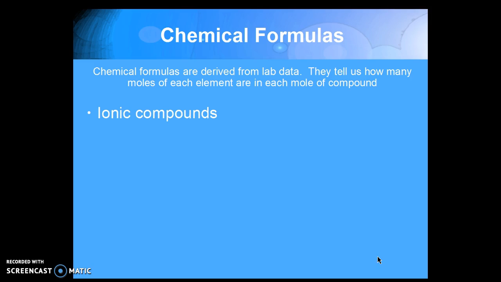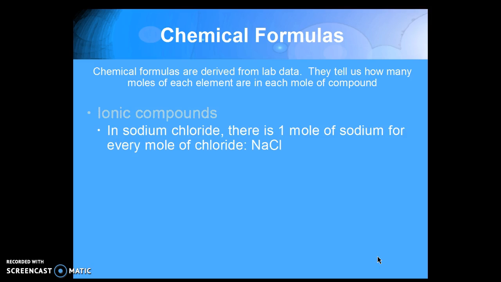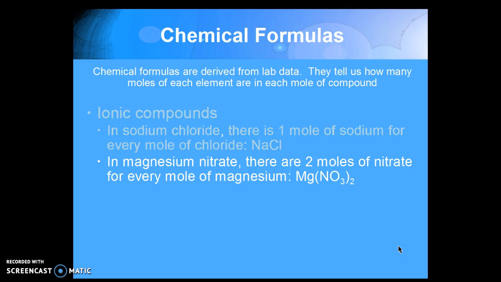In ionic compounds, there are no molecules. But for instance, in sodium chloride, we find 1 mole of sodium for every mole of chloride. Therefore, in our formula, NaCl, we imply a 1 subscript behind each of the elements. So there's 1 mole of sodium for 1 mole of chloride. In magnesium nitrate, there are 2 moles of nitrate for every mole of magnesium. That's why we have a 2 outside the parentheses around the nitrate ion after an implied 1 with the magnesium ion.